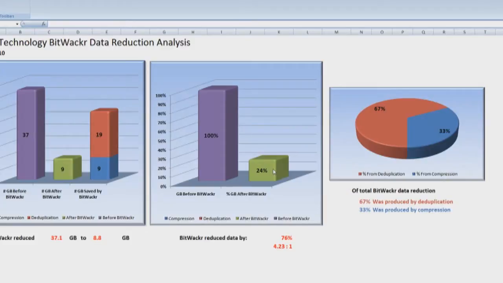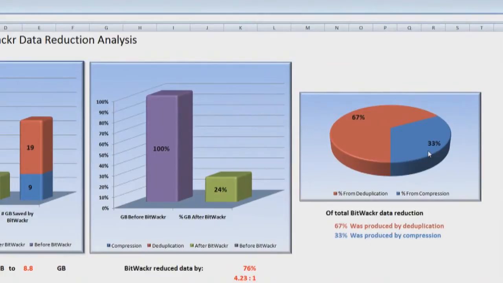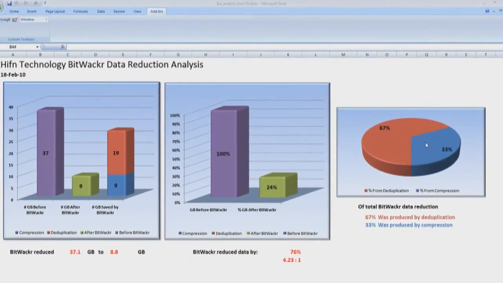Of the data that was reduced, 67% was reduced by deduplication, and 33% was reduced by compression. Now, this is pretty typical of what we've seen in a lot of business and commercial data that we've analyzed. This roughly 2/3, 1/3 relationship exists fairly broadly.